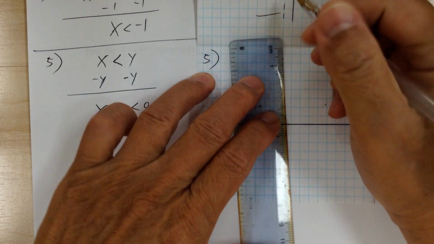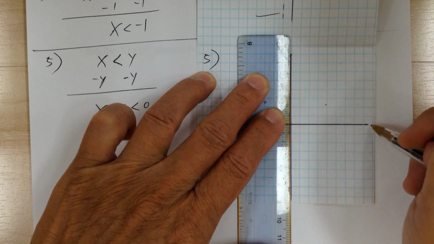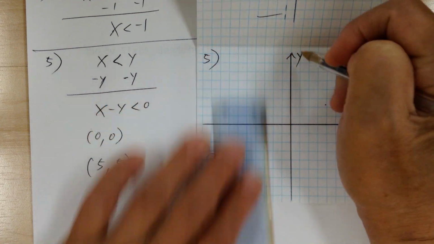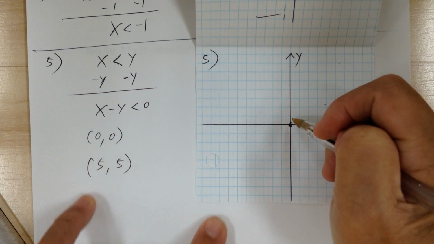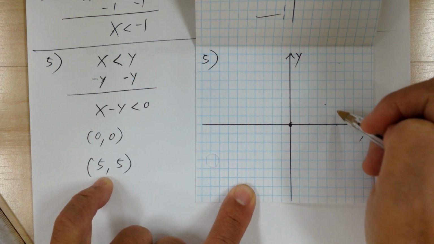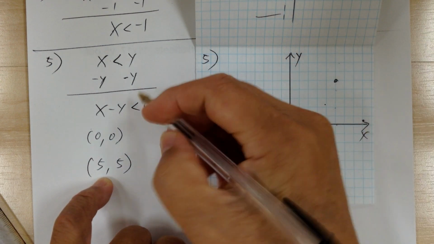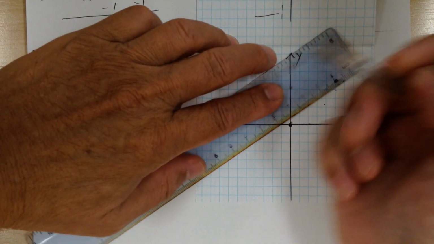Again, when you're graphing, if you don't know what to do, just choose points. Okay, so the first point is 0, 0. The next point is 5, 5. Now this is going to be a dash line.